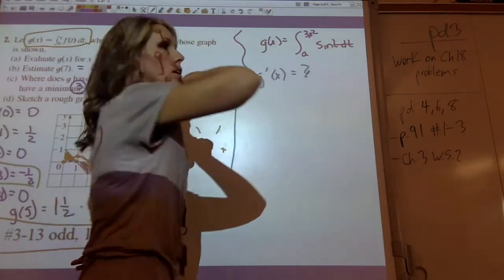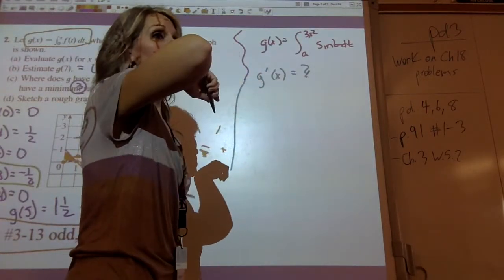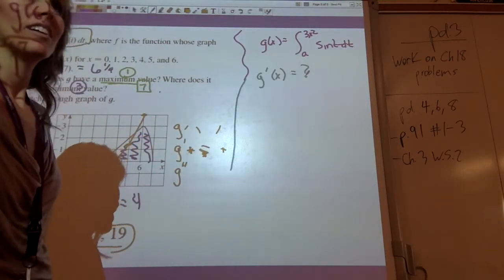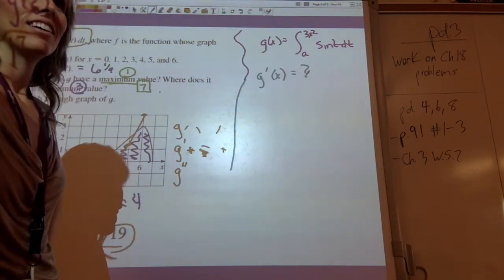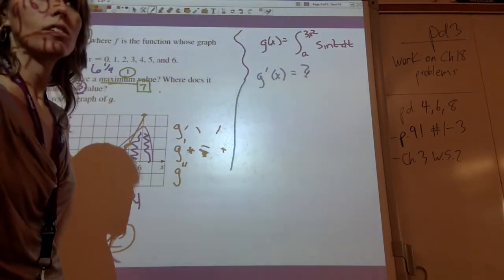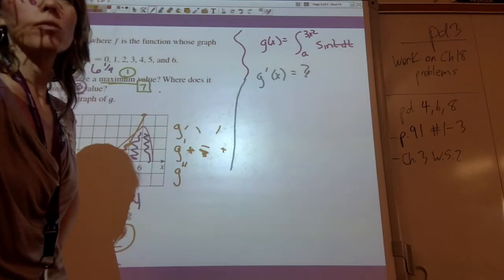Just ask yourself what's on the outside. You have to do the derivative part. Did you say the derivative of the 3x squared? Yeah. Is it somehow just intuitive to you guys? You're going to just be multiplying by the derivative of 3x squared.